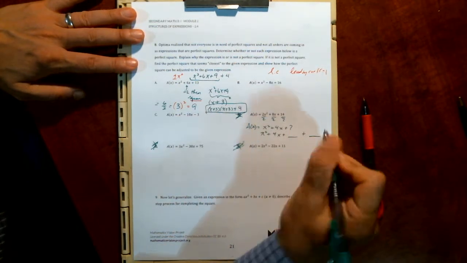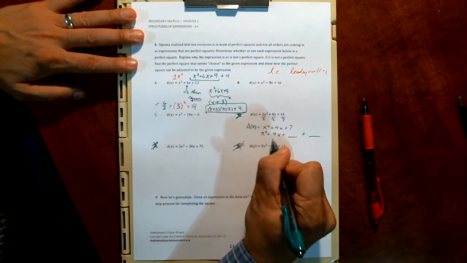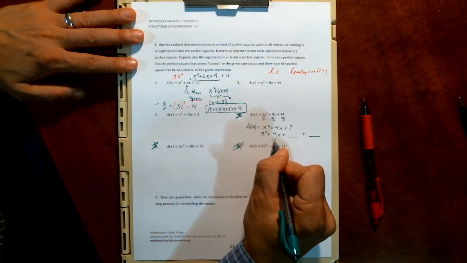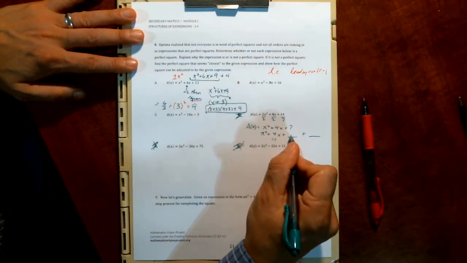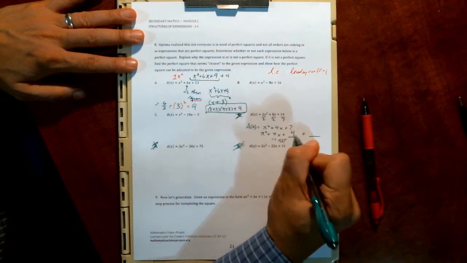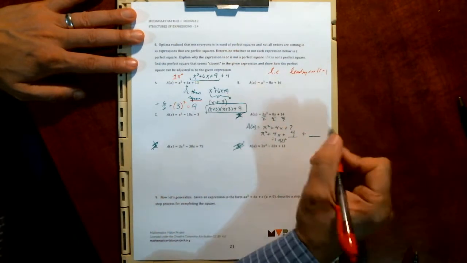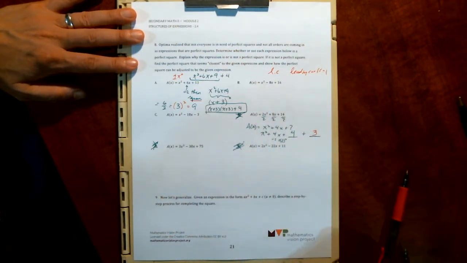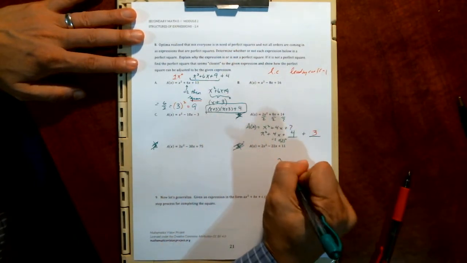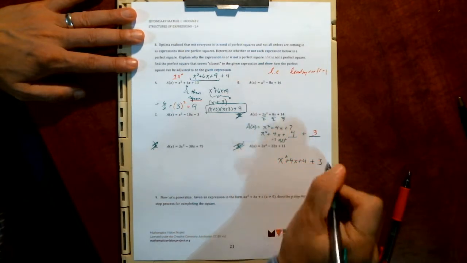And then plus something. We take the coefficient here, 4. We divide it by 2. What's 4 divided by 2? It's 2. And then we square it, which becomes 2 squared becomes 4, right? So 4 plus what is 7? It's going to be 4 plus 3, right there. So it's going to look something like this: x squared plus 4x plus 4 plus 3.